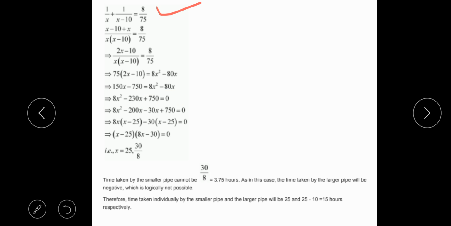By using this technique, we will get two values, that is 25 and 30 upon 8. And here 30 upon 8 is a fraction. If you consider the time in fraction, then you will get the second value as negative, which is not possible. Therefore we are considering the smaller tap time as 25. If the smaller one is 25, then the larger one is 25 minus 10, which is equal to 15 hours. So your answer is 25 hours and 15 hours.